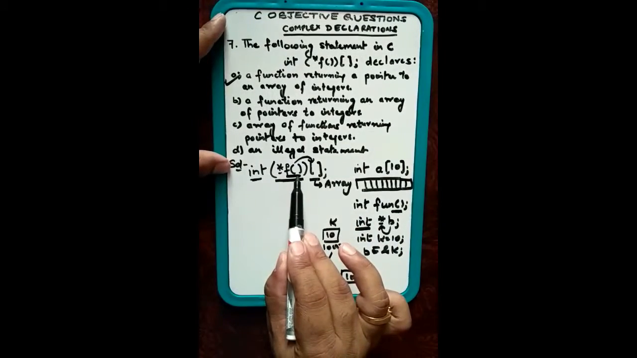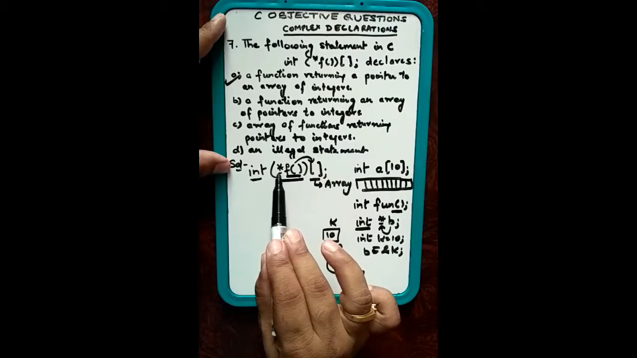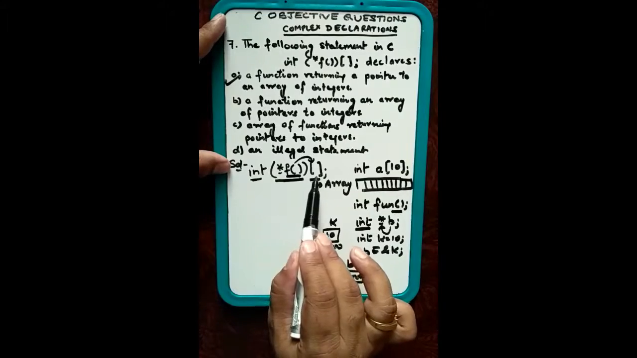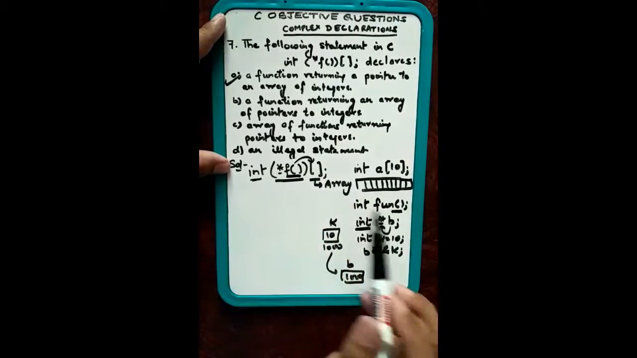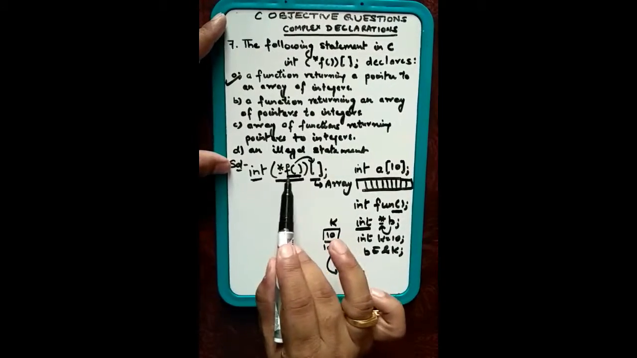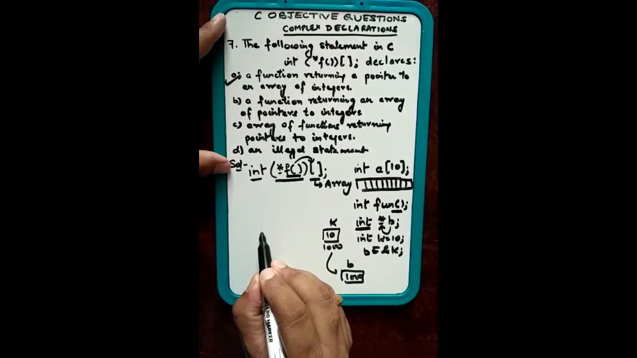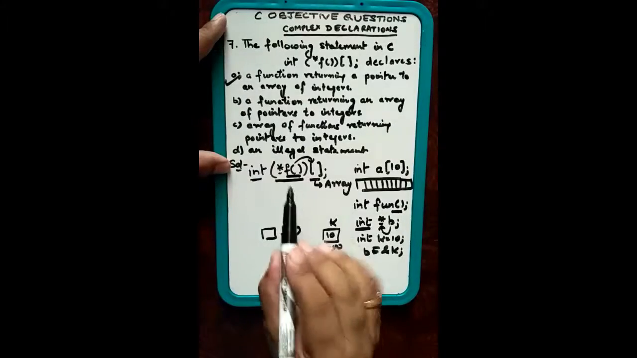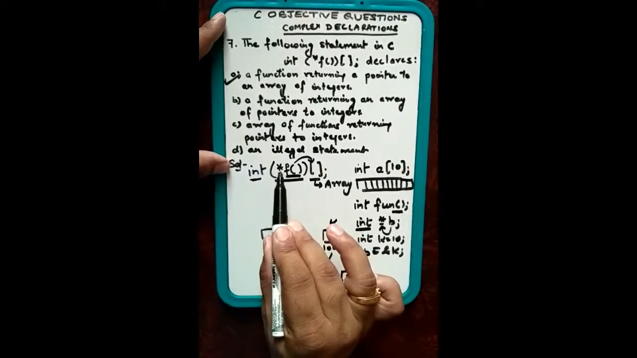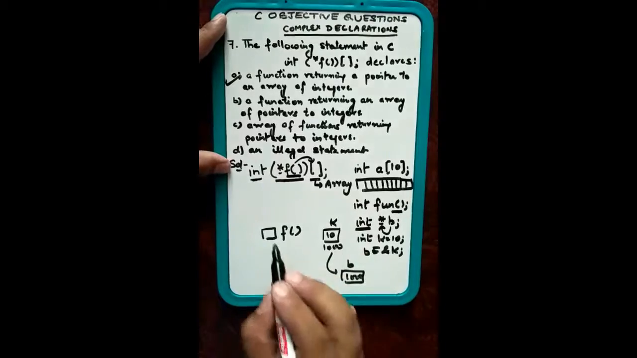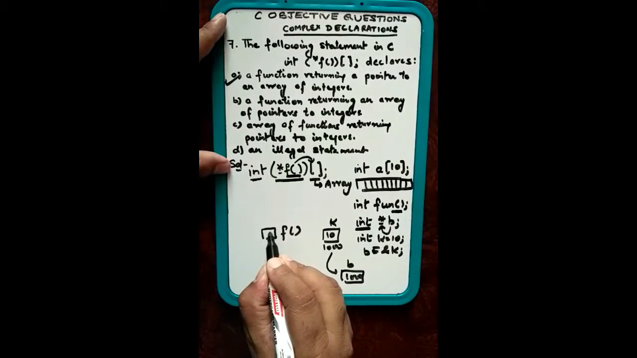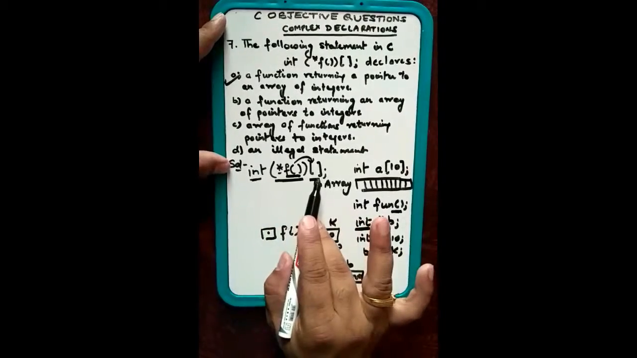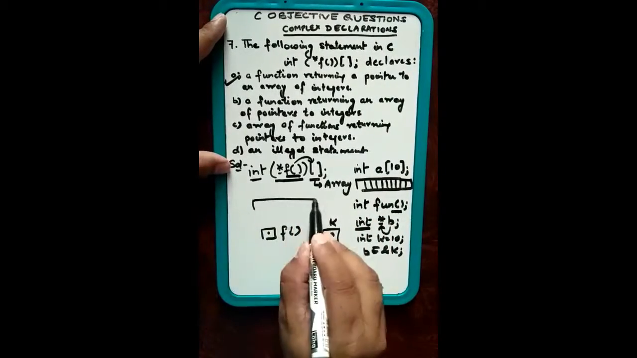F is a function returning a pointer to an array of integers. That is, f is simply a function, but this function is returning a pointer. That is, this function is returning an address. What we mean here is that f is going to return an address of what? Of an array.